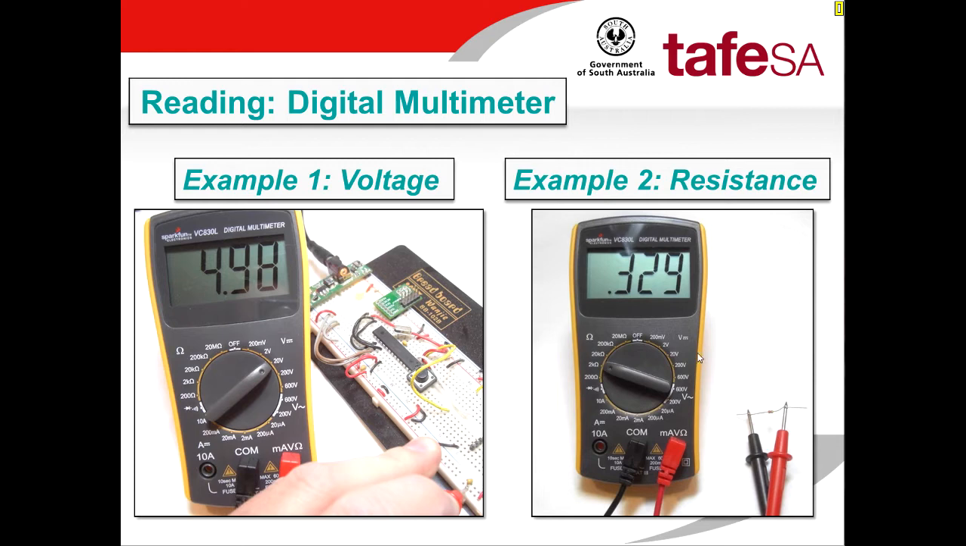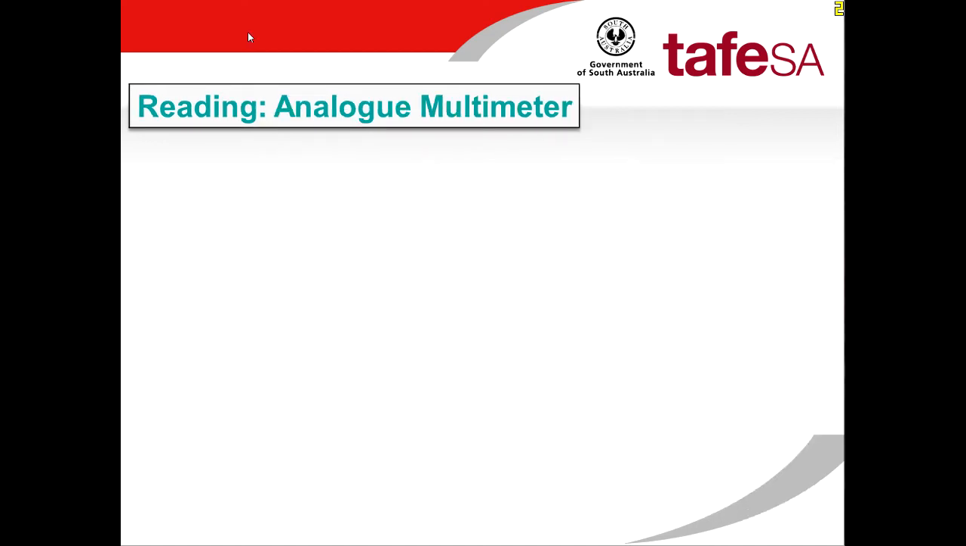Example 2, we'll be looking at resistance. Firstly, the dial is set to an ohm rating, 2 kilo ohms, so we know that this is reading resistance. In the picture we can see that we are measuring a resistor, and we are getting a resistance of 0.329 kilo ohms. Moving on, it's time to look at analog multimeters.